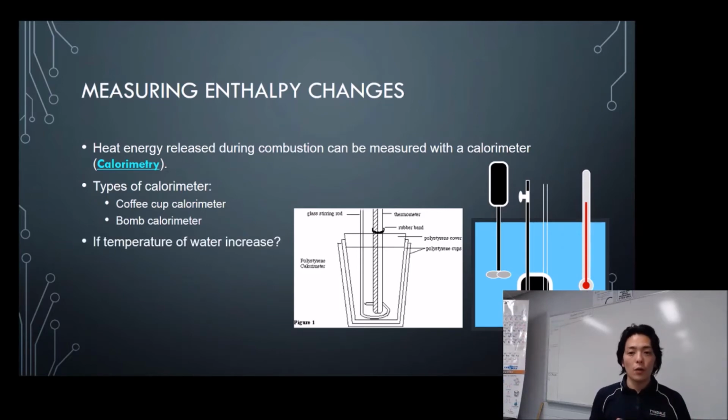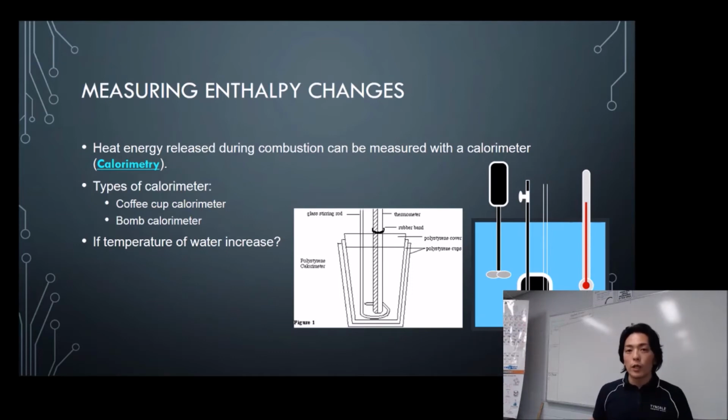So if you have got water around, same thing as the coffee cup calorimeter, you can measure the temperature change while you're stirring, so that you can have a homogeneous mixture, and the particles which have got higher energy can be dispersed throughout the solution or the water that you are heating up.